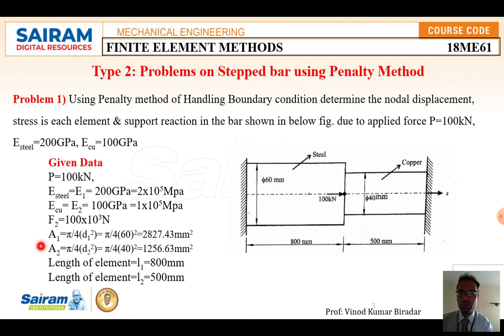Okay, so first you need to calculate the area, and similarly calculate the area for the second element, that is A2 is equal to pi by 4 d2 square. The diameter for the second element is equal to 40, so substitute and you are going to get 1256.63 mm square. So area 1 and area 2. Also, the length is given: for the first element it is 800 and for the second element it is 500. So length of element 1 and length of element 2.